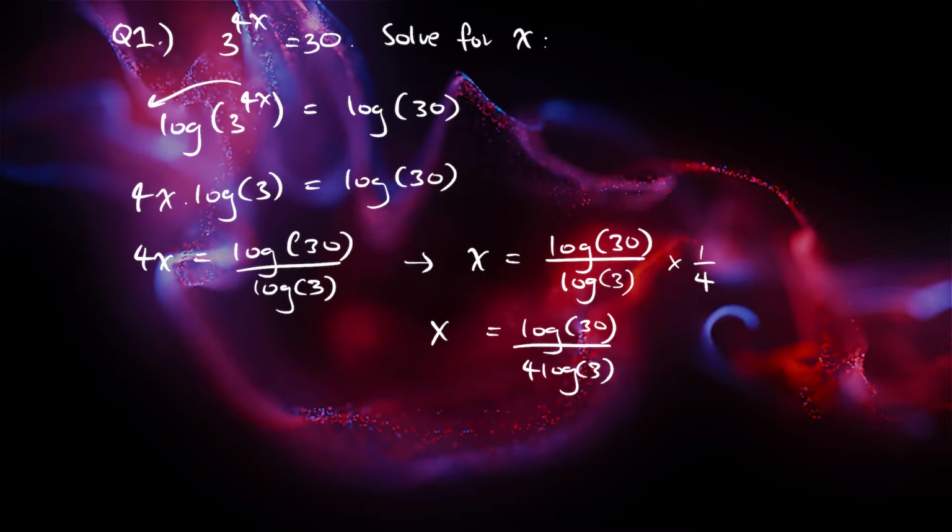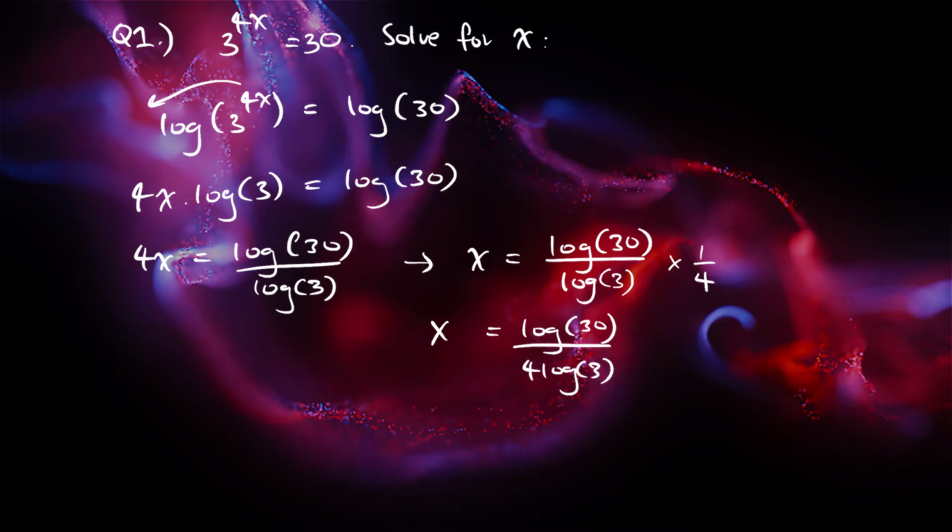And that should give me a decimal, where the value of x should be about 0.774. So let's double check I did that correctly. So log 30 divided by 4 log 3, we get 0.774. Cool.